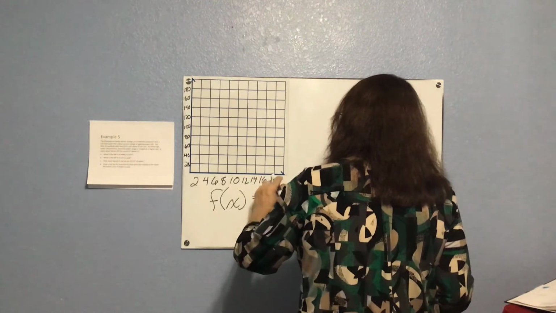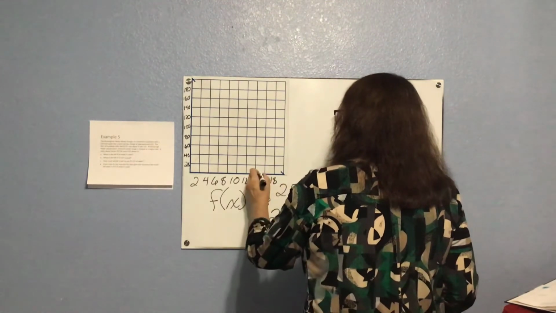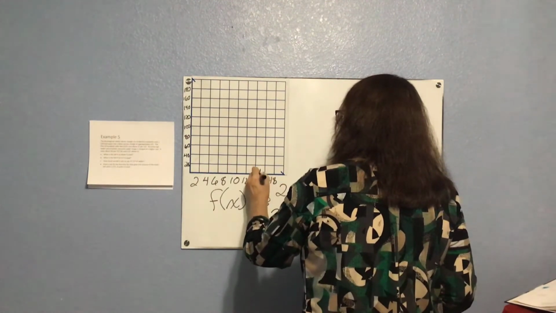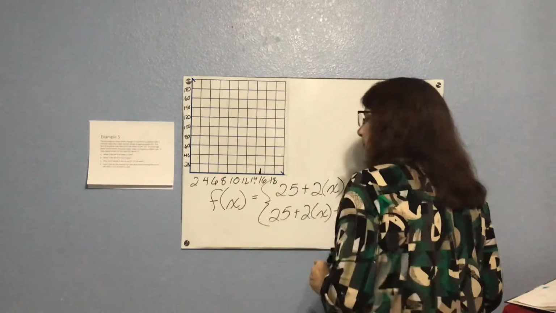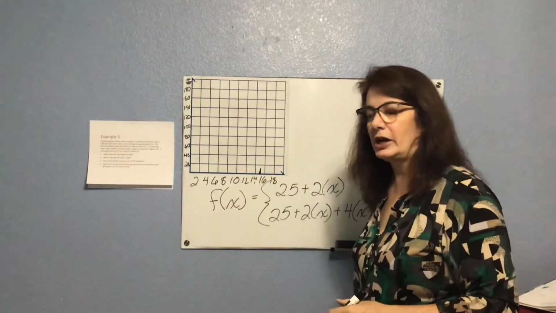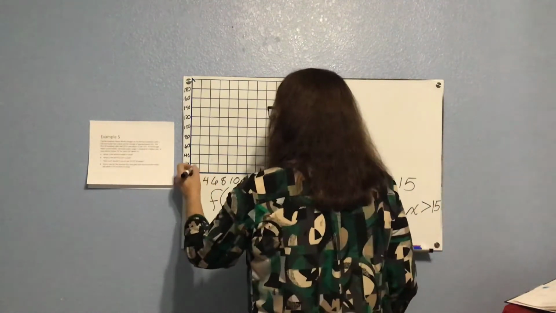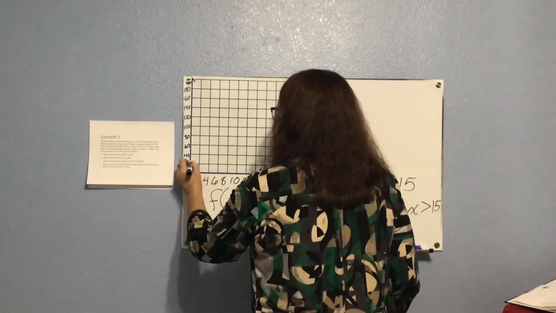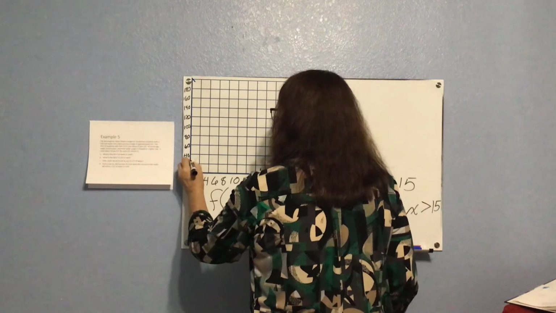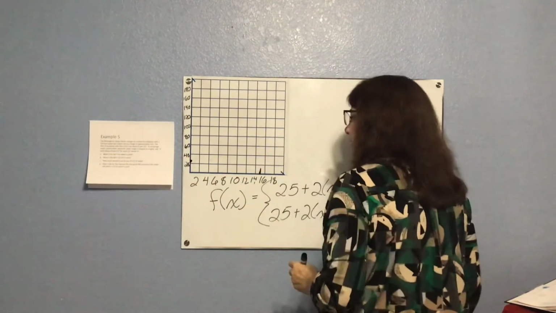Not 17, 18 here. And 15, I'm going to put a little mark there to remind myself that that's where the function is going to change. Okay. For 0 gallons of water, I'm still going to pay $25. So that's there.